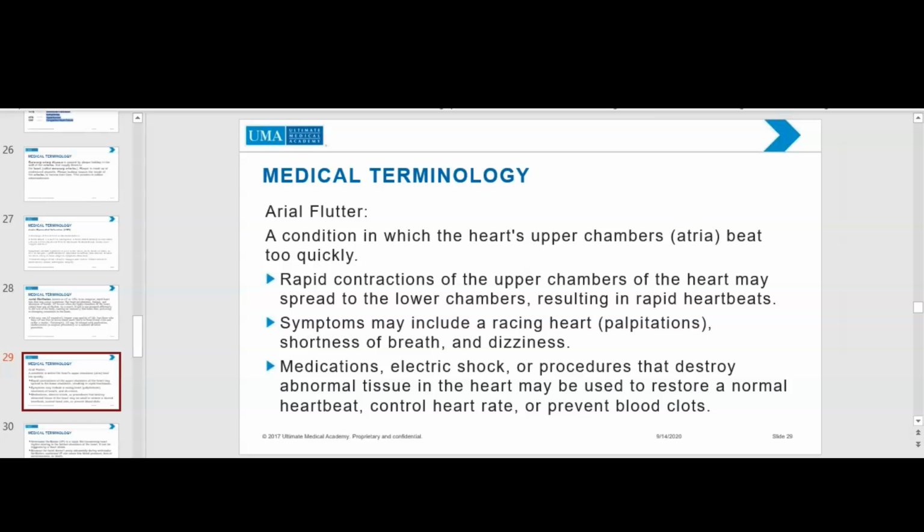Atrial flutter is a condition in which the heart's upper chambers, the atria, beat too quickly. Rapid contractions of the upper chambers of the heart may spread to the lower chambers, resulting in rapid heartbeats. Symptoms may include a racing heart, palpitations, shortness of breath, and dizziness. Medication, electric shock, or procedures that destroy abnormal tissue in the heart may be used to restore a normal heartbeat, control heart rate, and prevent blood clots.